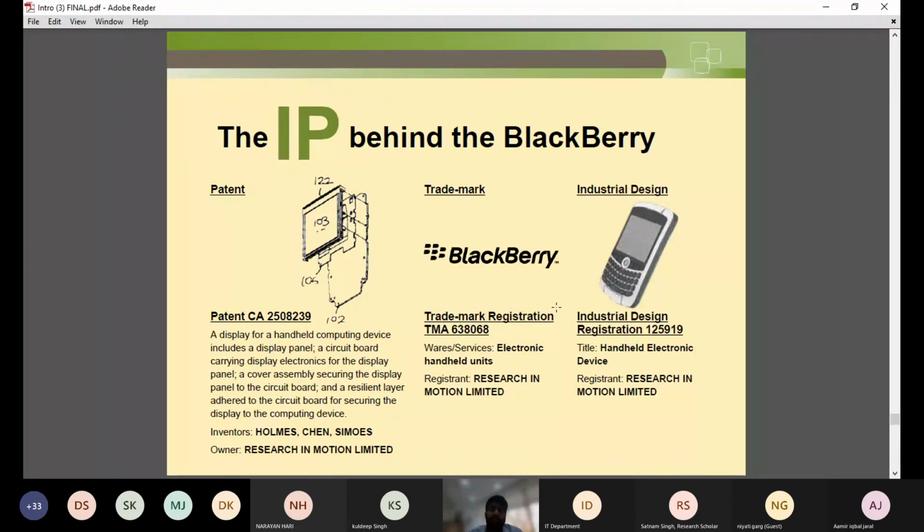Then whenever you buy a new smartphone, you always get a manual with it, on how to use that smartphone in different languages, right? So that manual will get protection under copyright law because it is a literary work.